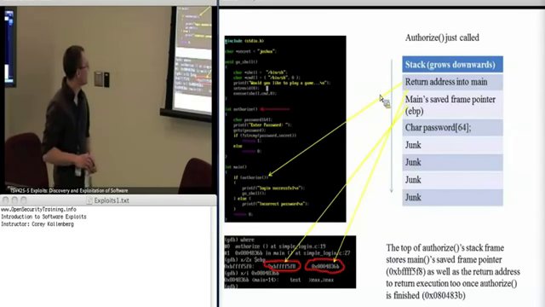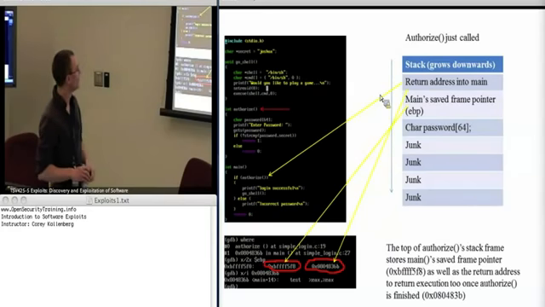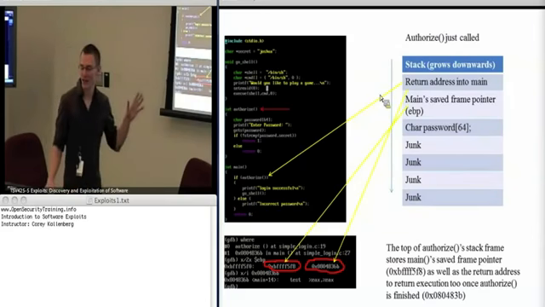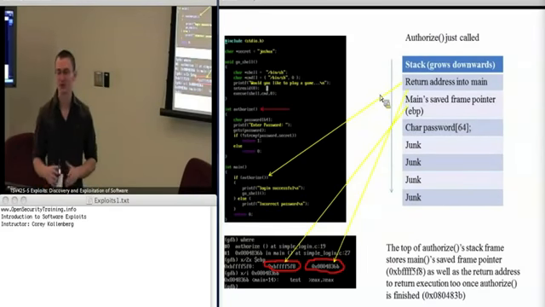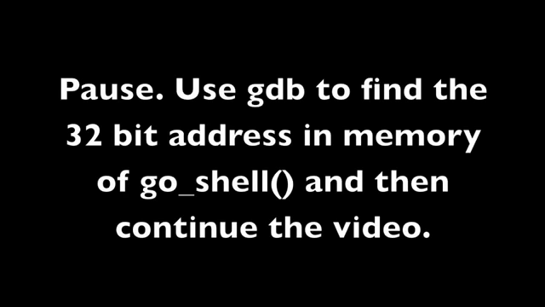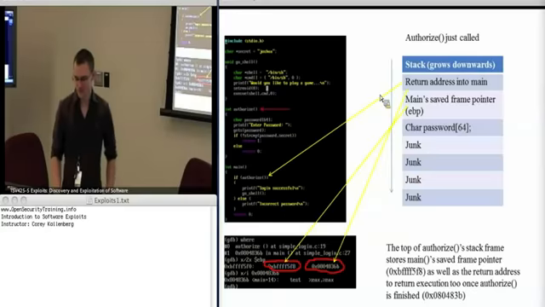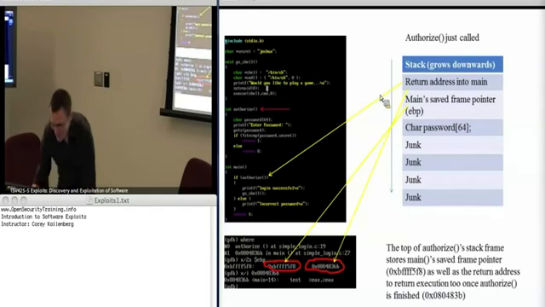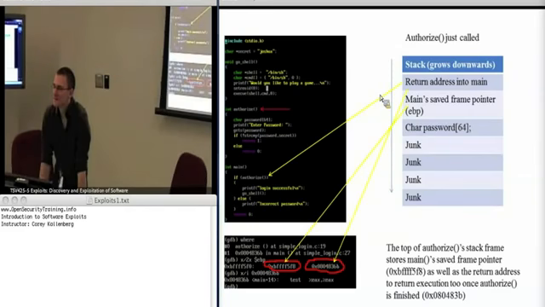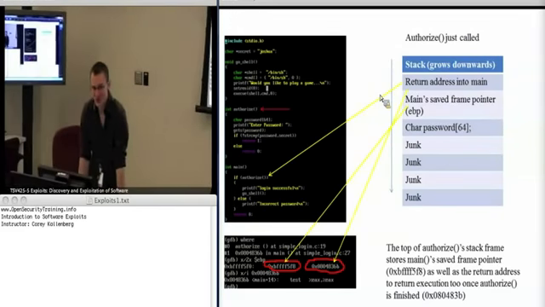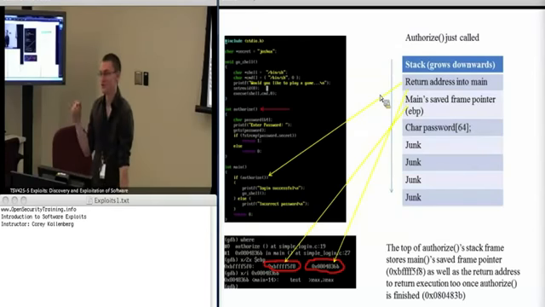So at this point, I want you guys to try to find out what the address of go_shell is. What is the actual hexadecimal address that we should overwrite the return address with? Let's see how everyone's feeling with the debugger. Let's see if we can get that address. Okay, everyone got that same address? That's basically go_shell plus 0, the very first instruction.